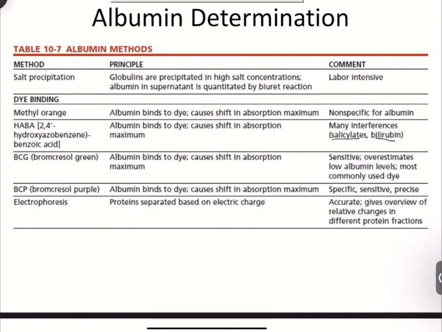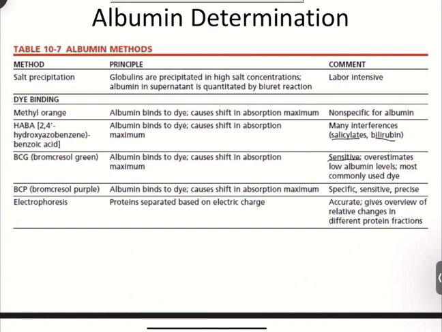Bromcresol green. Okay, albumin binds to the dye, causes shift in the absorption maximum, same in principle, because they are dyes. Sensitive, overestimates low albumin level, and most commonly used dye. Why is it the most commonly used dye? This is most commonly available. And this is also a sensitive one.